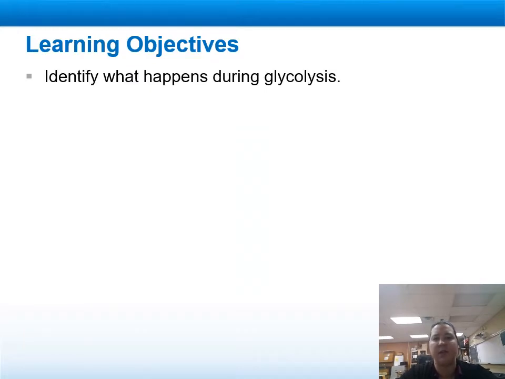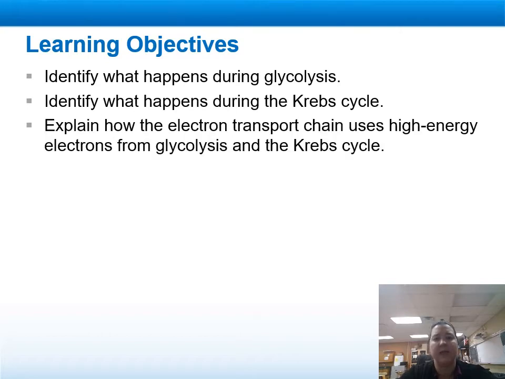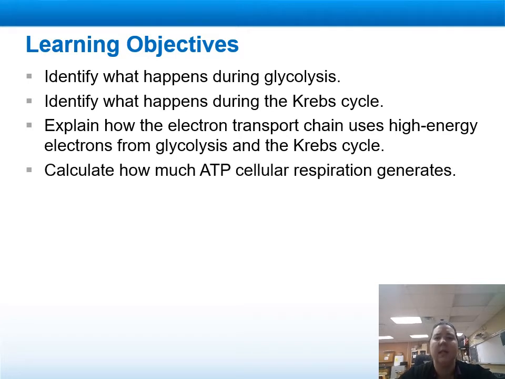Our learning objectives: identify what happens during glycolysis, identify what happens during the Krebs cycle, explain how the electron transport chain uses high-energy electrons from glycolysis and the Krebs cycle, calculate how much ATP cellular respiration generates. This is going to be an overview of cellular respiration.